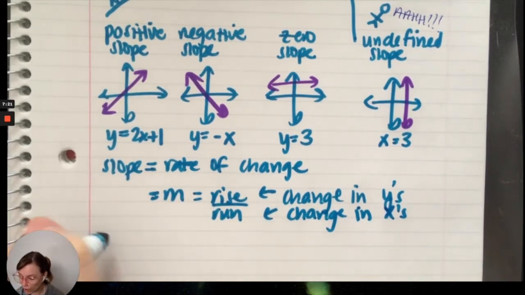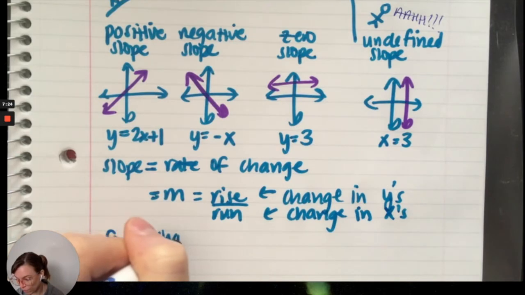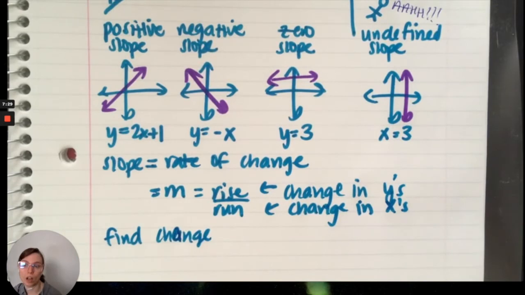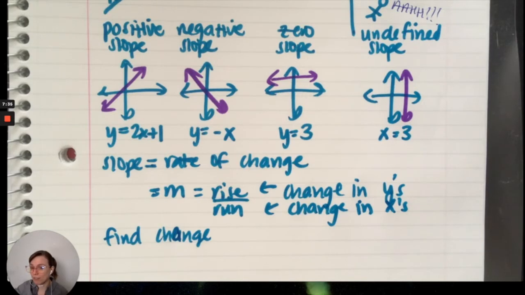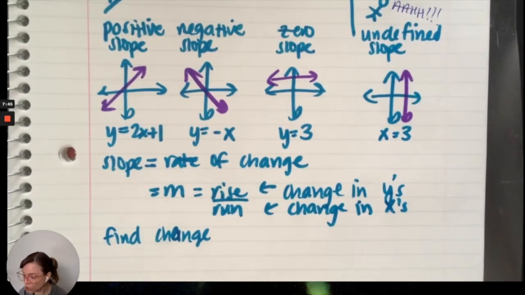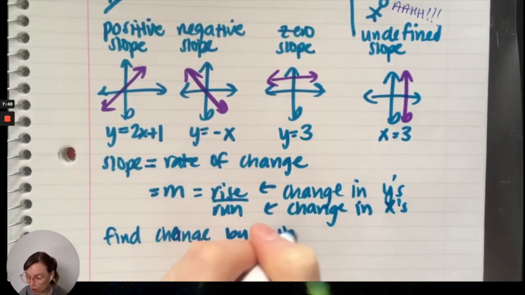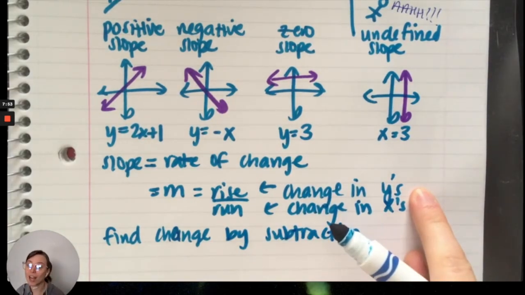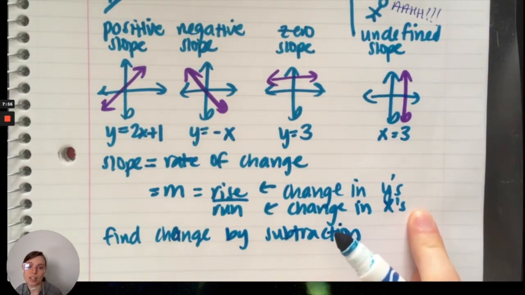So your rise is your change in your y's, your run is your change in your x's. And how do we find change? If I'm buying a soda that's $2.16, but I only have $3 bills, so I'm going to pay $3 and I'm going to get back change. What's the calculator in the computer or the clerk, what are they doing to find me my change? They're subtracting. So we find change by subtraction. So if I want the change in y's, I need to subtract 2 y's. If I need the change in x, I need to subtract 2 x's.